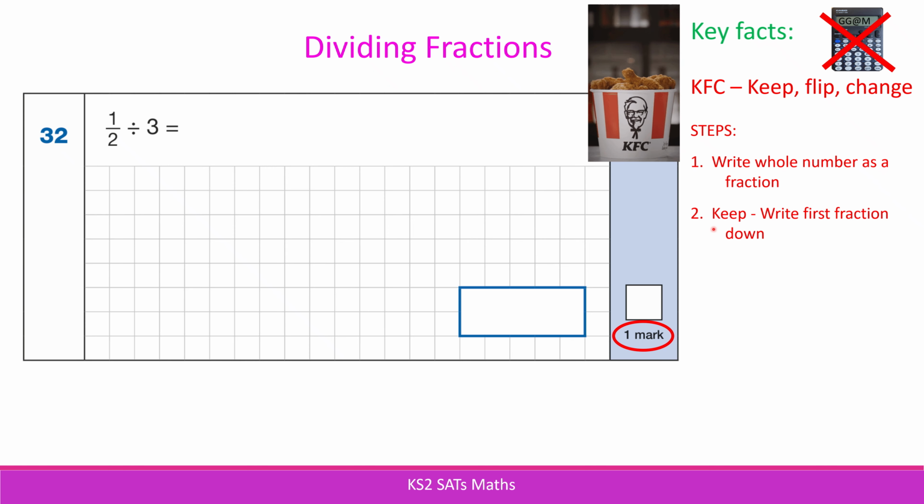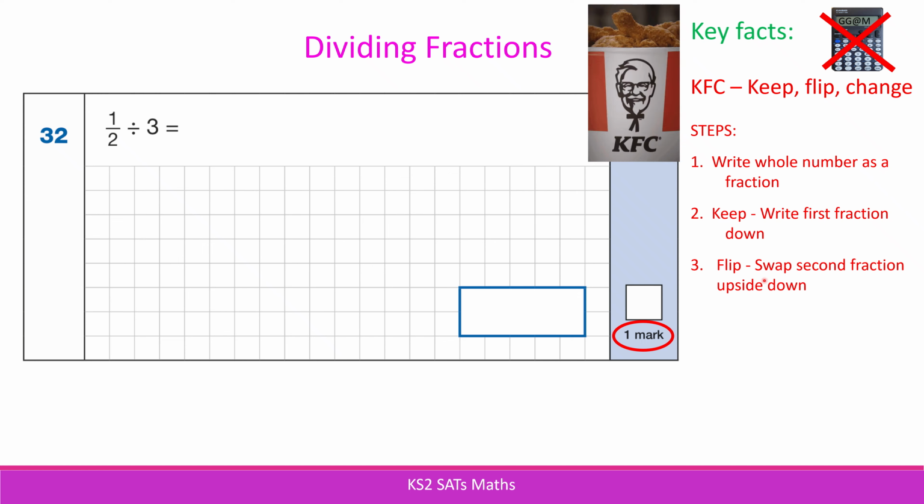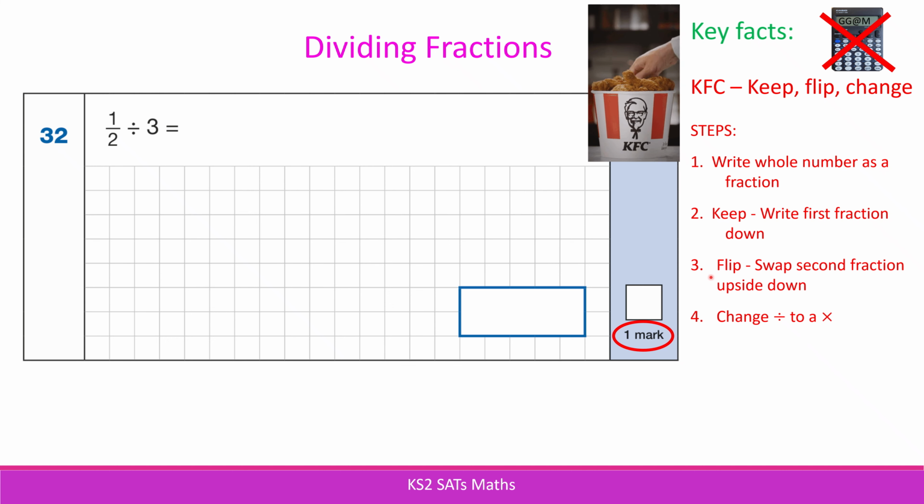Now this is for K, for keep. Write down the first fraction. So we're going to keep the first fraction. That's our first bit in the KFC, the keep. The second bit is flip. So we're going to swap the second fraction upside down. So we're going to flip this second fraction upside down. And the C is we're going to change the divide sign to a multiply. So that is my K, F, C, steps 2, 3 and 4.